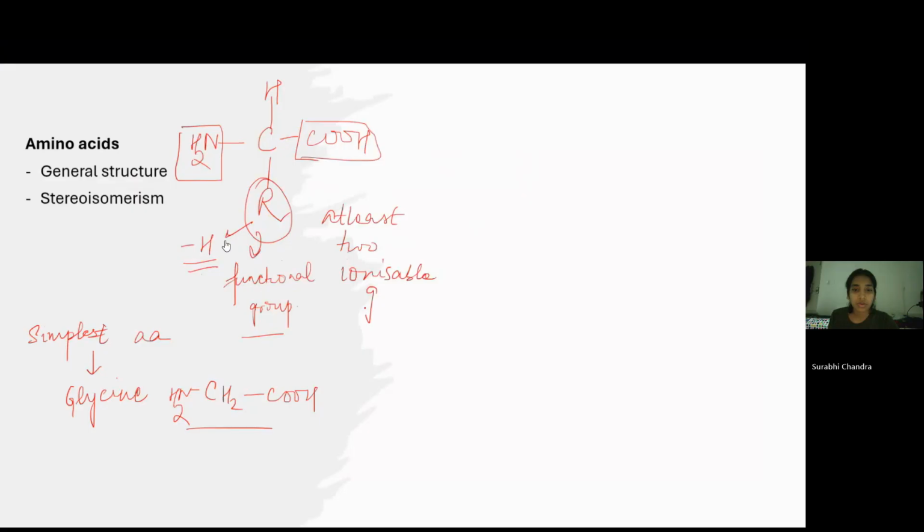It can either be only H in case of glycine. Then you can also have positively charged residues here, giving rise to positively charged amino acids. We will look at each of them eventually. Or you can also have negatively charged groups or polar functional groups attached in this position, which eventually drives the characteristics and affects the overall protein structure as well as its function. Okay.